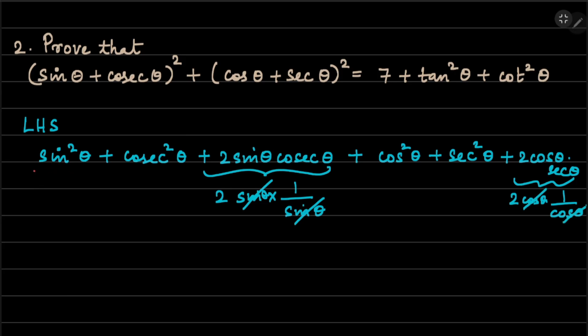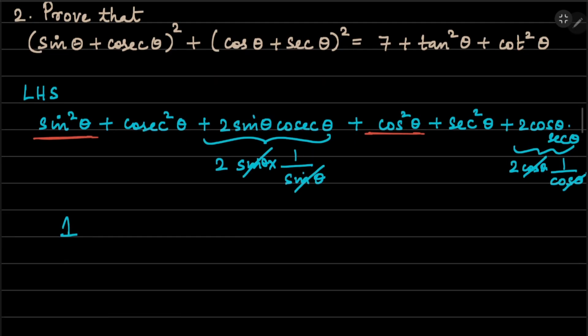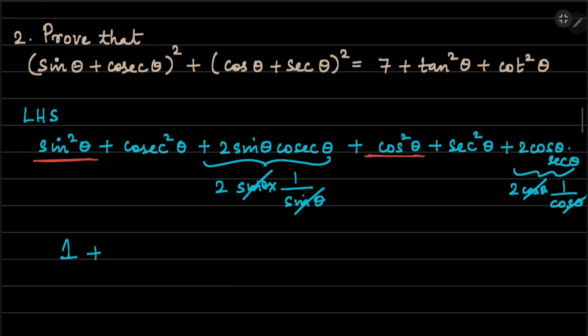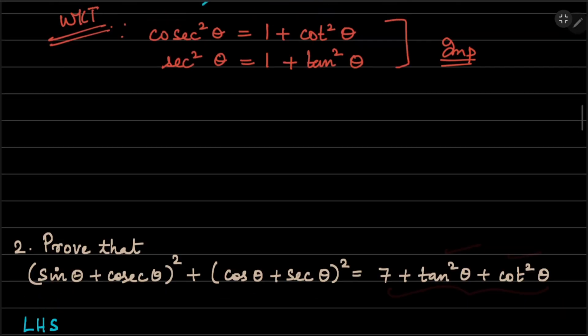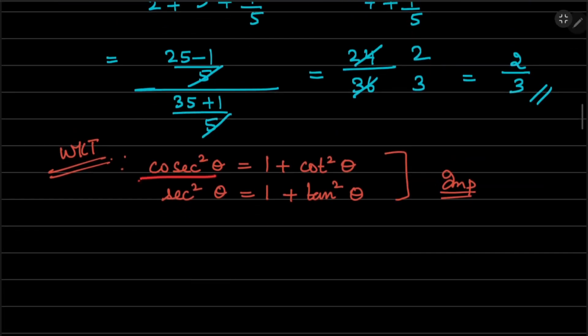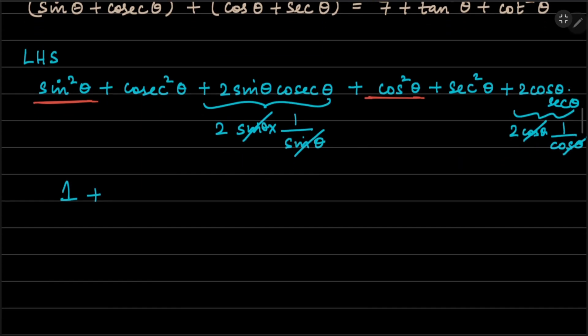Here, what is sine square theta plus cos square theta? It is equal to 1. So I'm going to write a 1 here, 1 plus. Okay, what do I need? I need the RHS in terms of tan and cot, and we just saw an identity wherein you can convert cosecant into cot and secant into tan. So let's just apply that.